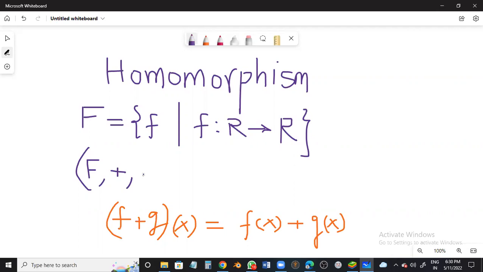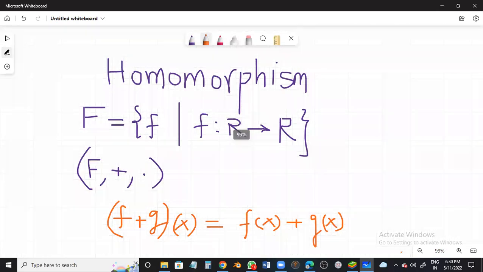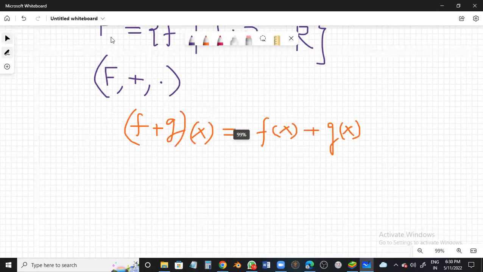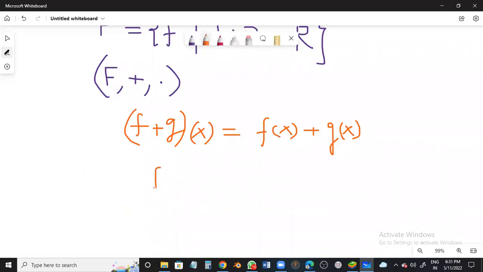And I want to define multiplication of the functions. So how do we define multiplication of the functions? F into G, I want to operate this on X. So how to operate this on X? This is just the product of the functional values. So F of X multiplied by G of X. And this is true for all X belonging to R because the domain of this function is R, the whole real line.